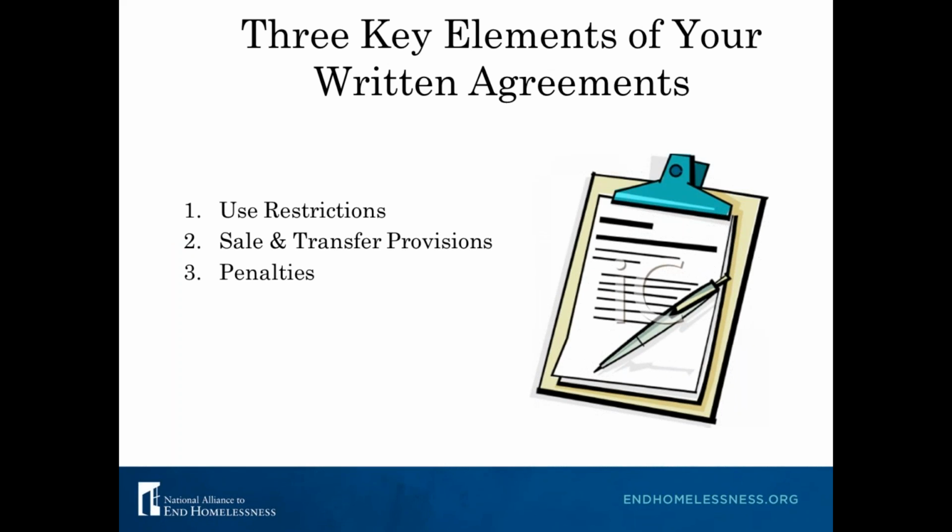So really looking in detail then at the written agreements, you're going to get to know a little bit about the resources that are in those buildings and where some of the requirements and restrictions are. There's three key elements to scan for when someone wants to convert one of their buildings. Use restrictions, which tell you how the building can be used. Sale and transfer provisions, if applicable. And then that penalty section that says what happens if those things aren't followed.